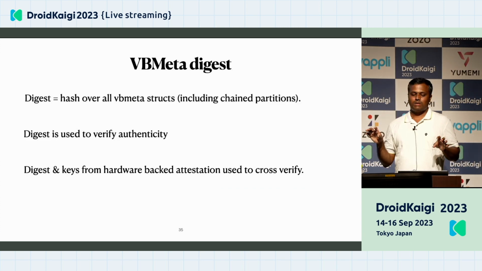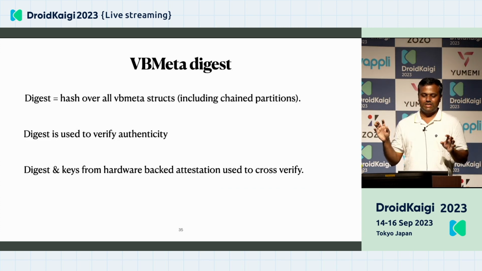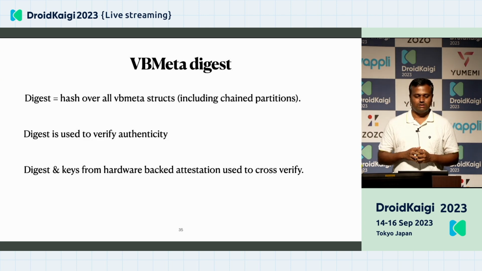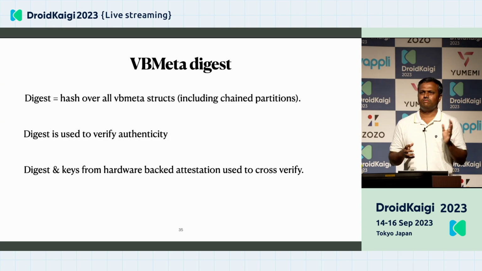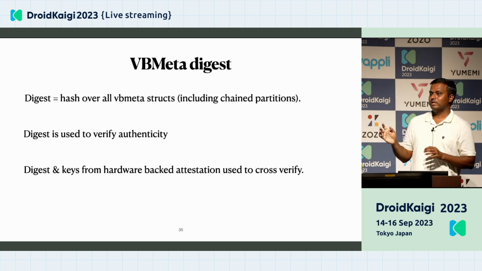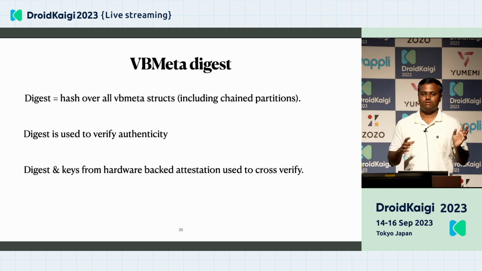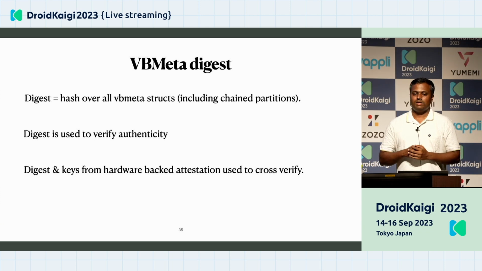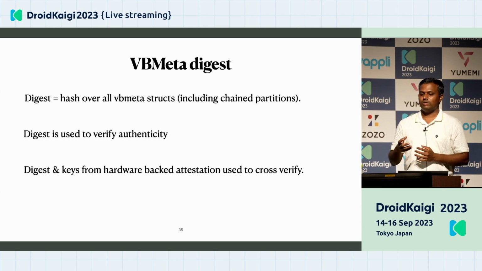So for all these VBMeta partitions, you can create a hash of all these VBMeta structs, and it will be called a digest. Earlier we had seen tree hashing. Similarly, different partitions, different VBMeta structs can be hashed together, and we call it the VBMeta digest. And this particular digest can be used for the authenticity check or for cross verification. And the digest and keys from the hardware-backed attestation data are used for that.